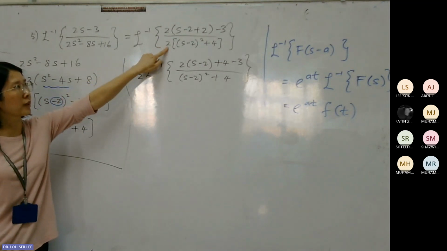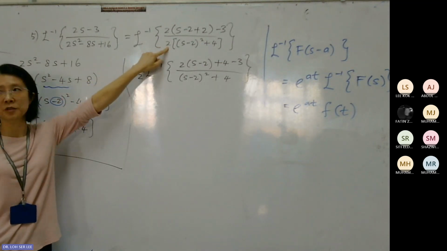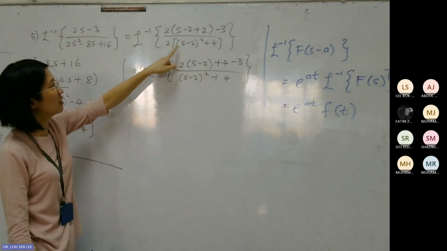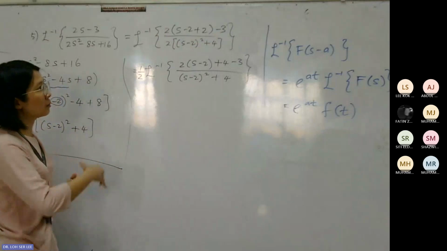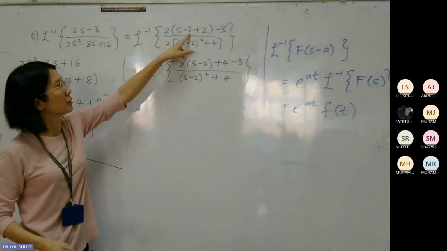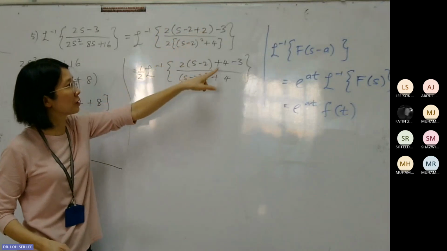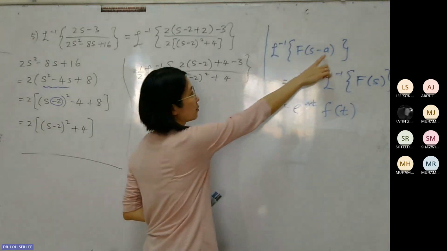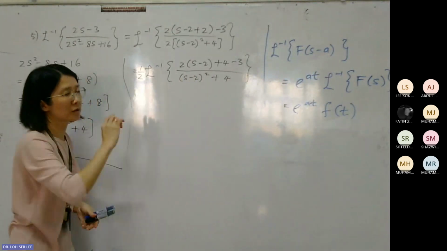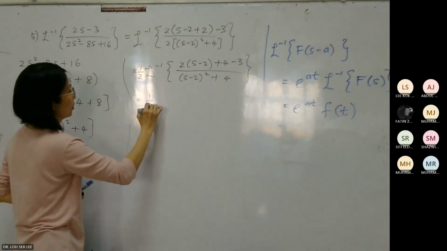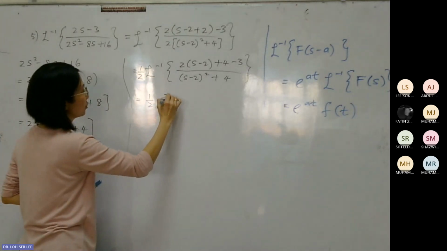We take out this 2, factorize this 2 from the bottom, so we have 1 over 2. Okay, 1 over 2. So this is your bottom function, and your function at the top, we preserve the s minus 2. Okay, and then 2 times 2, you get a plus 4, and then minus 3. Now we take out the 2. Okay, s minus a. So your a is 2. A is 2, so e to the 2t.